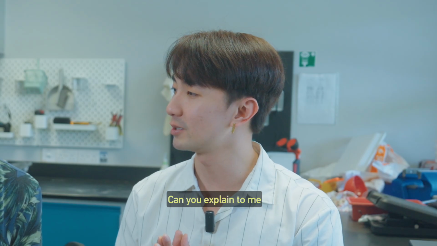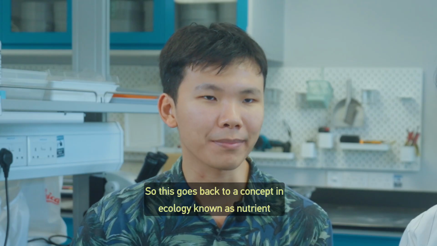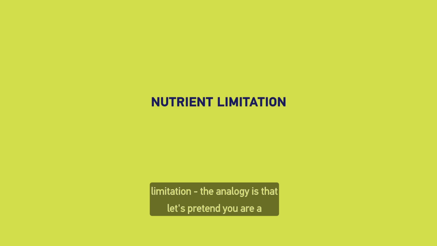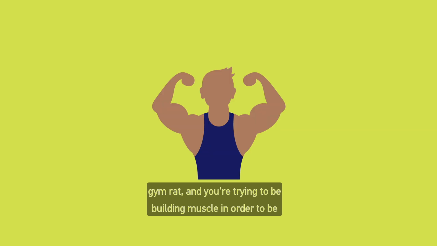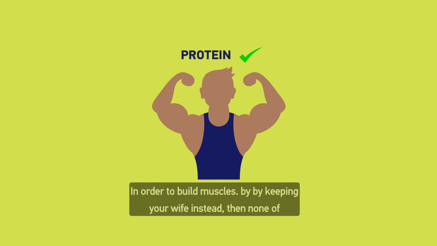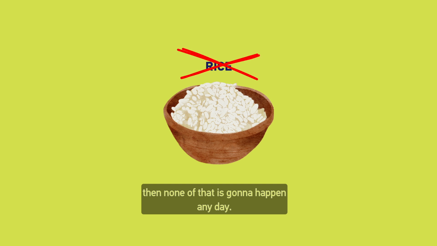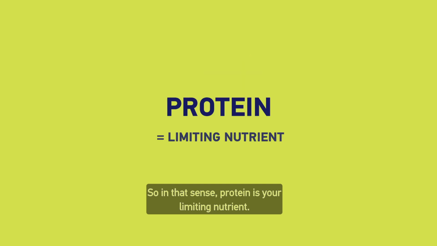Can you explain to me why your research on the root system is so important? So this goes back to a concept in ecology known as nutrient limitation. The analogy is that let's pretend you are a gym rat and you're trying to build muscles in order to be big and strong. In order to get there, you're going to need to eat a lot of protein in order to build muscles. But if I keep feeding you rice instead, then none of that is going to happen. So in that sense, protein is your limiting nutrient.